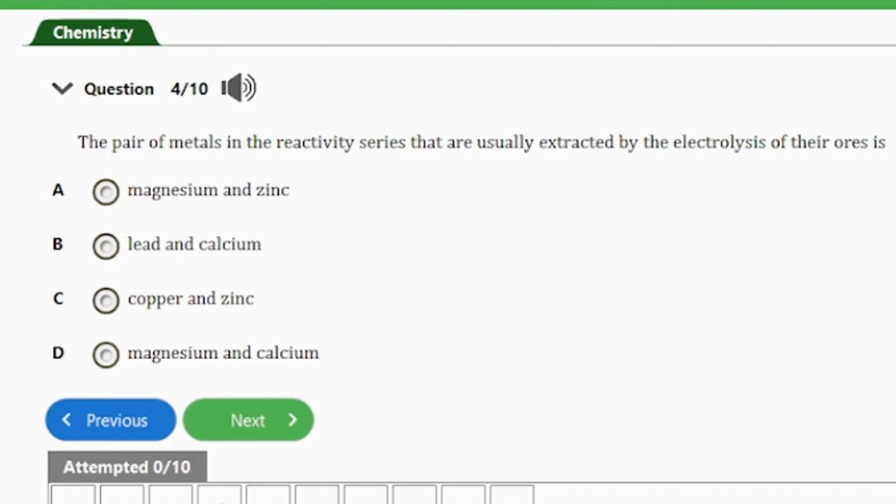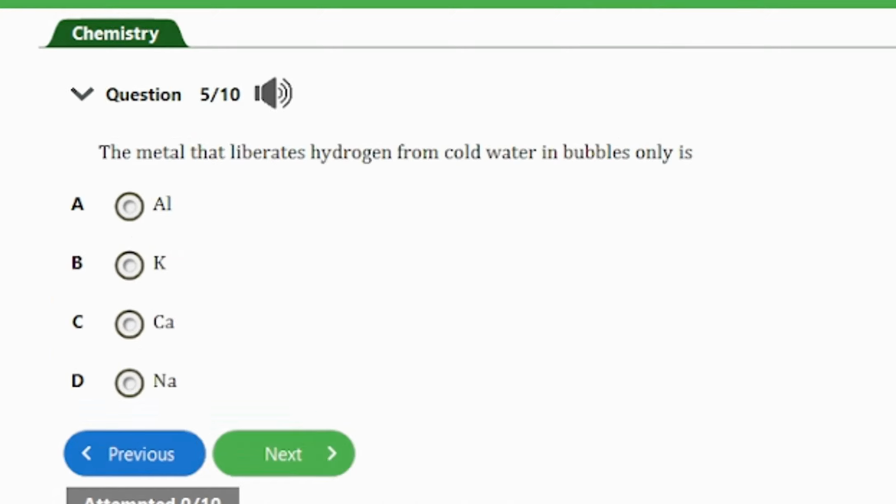These are very reactive metals, the ones at the top left. They are all extracted through electrolysis, like potassium, sodium, calcium, magnesium, and the rest of them. So guys, that's it for this question. Let's look at the next question.